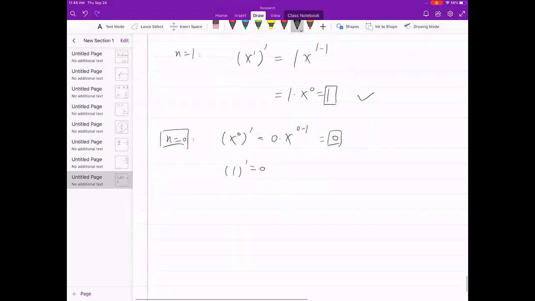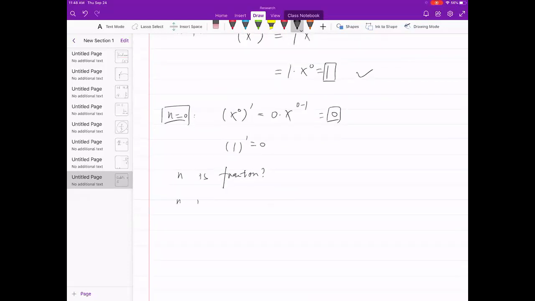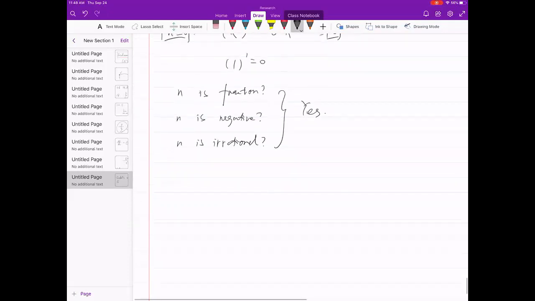Okay. Does it work for fractions? Does it work for when n is negative? Does it work for a rational number and irrational number? We don't have the mathematical tools to check this, but the answer is yes. Therefore, finally, we have this general rule of power.